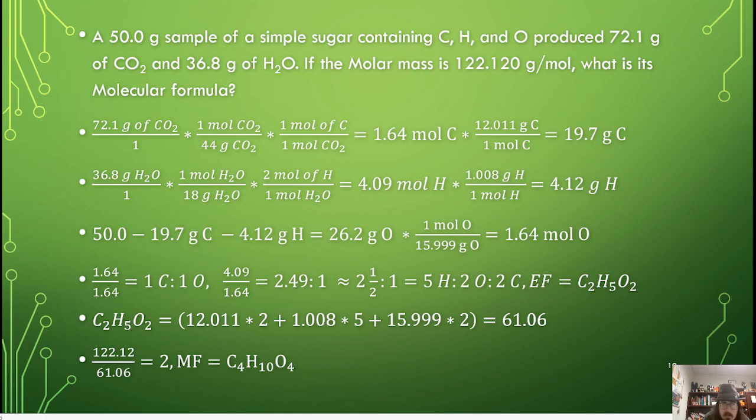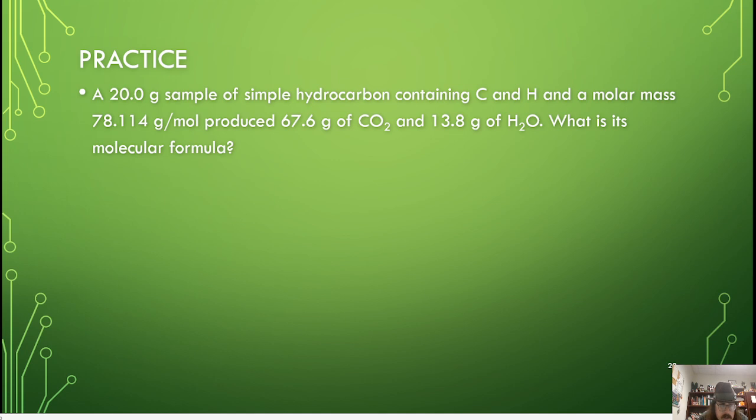Now, how much does this fraction weigh? This fraction weighs 61. How many times does 61 go into 122? That goes into it twice. So our simple sugar is C4H10O4. C4H10O4. Simple enough.